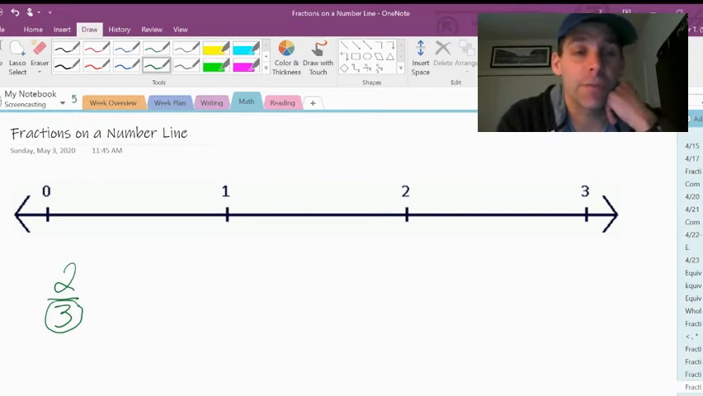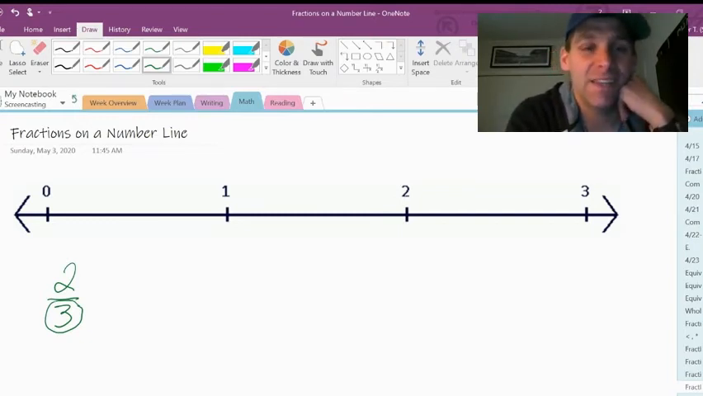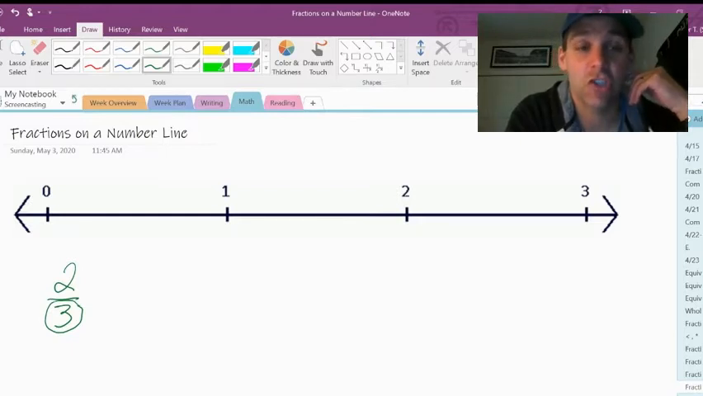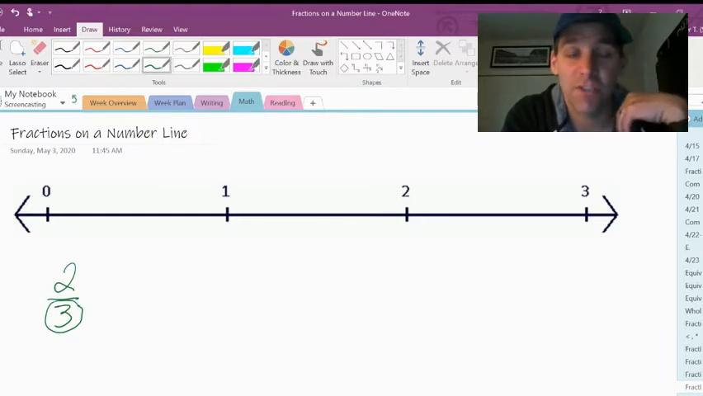That tells us the total number of parts our line has been divided into for our one whole. Not this whole from 0 to 3, but just between 0 and 1. And then from 1 to 2, and then 2 to 3. Each could be created into three parts. The top part tells me how many pieces along between that whole that we're talking about. In this case, it's 2. So we're going to go from 0 up to 2.